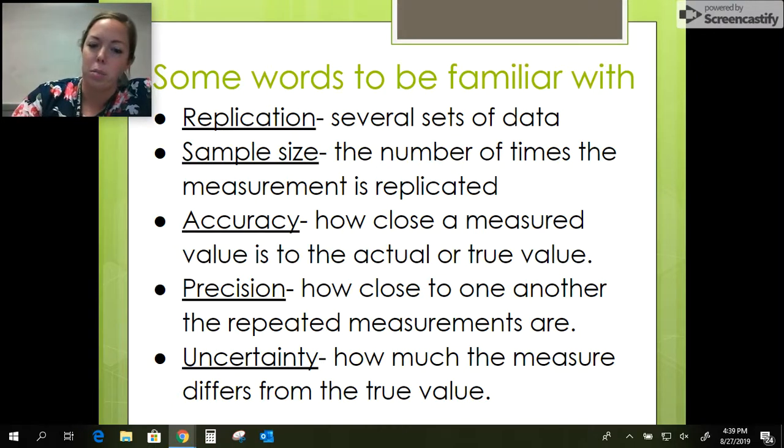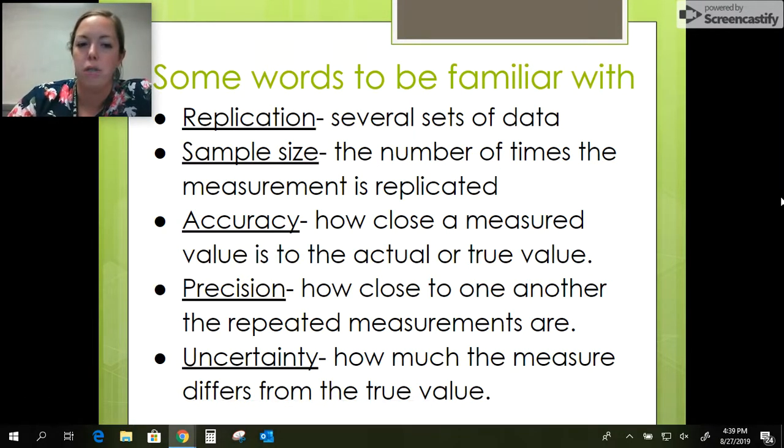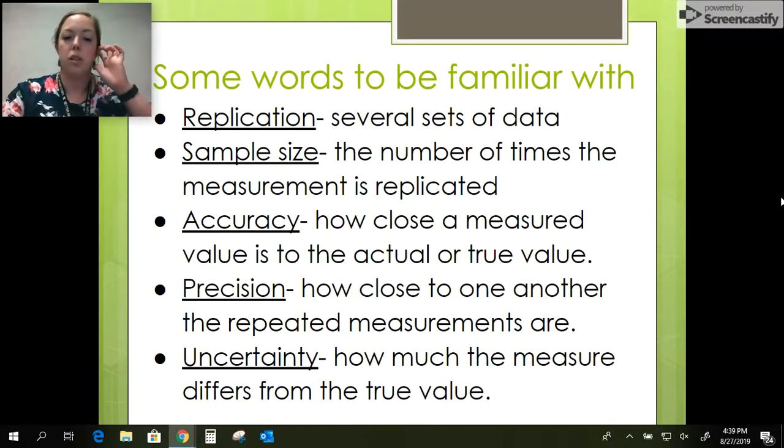Accuracy and precision. You definitely learned these in chemistry, and I'm going to show you the exact picture you probably saw, in a second. Accuracy is how close a measured value is to the actual or true value. Meanwhile, precision is how close to one another the repeated measurements are. Uncertainty is how much the measure differs from the true value.